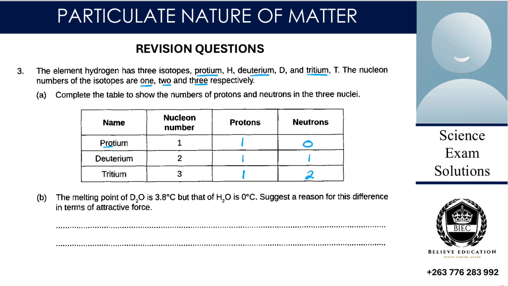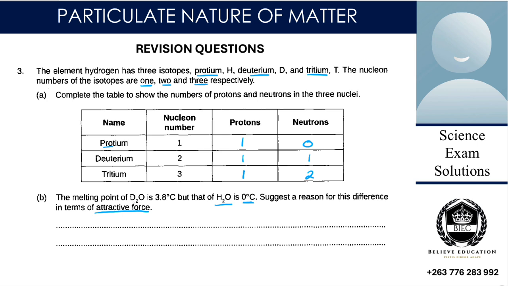Then part B says the melting point of D2O is 3.8 degrees Celsius, but of H2O is what? 0 degrees. Suggest the reason for this difference in terms of the attractive force. Are we together? In terms of the attractive force. So our H2O would have 1.